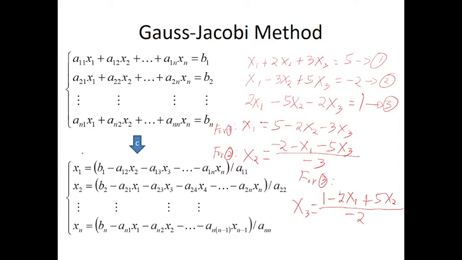So ito yung mga yan, no? x1 equals b1 minus a12 x2, and so on, divided by a11, then x sub 2 divided by a22. Ganyan yung ibig sabihin niya. Okay? So we proceed with an example to this.